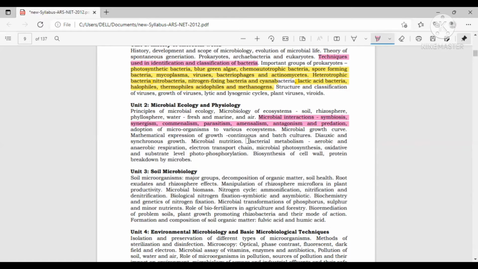Then microbial metabolism, like aerobic and anaerobic respiration, electron transport chain, microbial photosynthesis, and oxidative and substrate level phosphorylation.